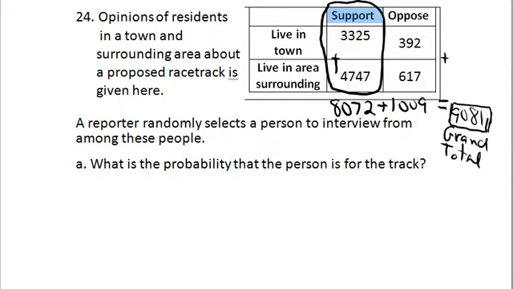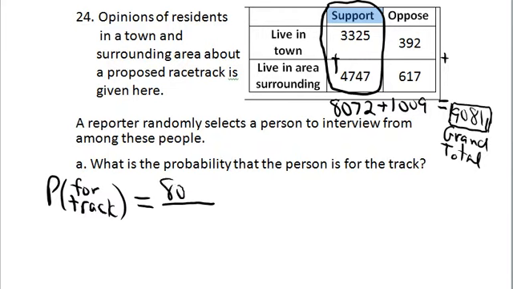So what is the probability the person is for the track? Well, all you need to do is count the number of people for it, which is 8,072, and divide by the total number of people in the table, which is 9,081. I didn't write this down in the problem, but the instructions actually want us to give this answer as a reduced fraction, not as a decimal.